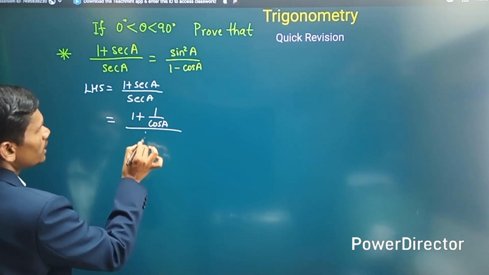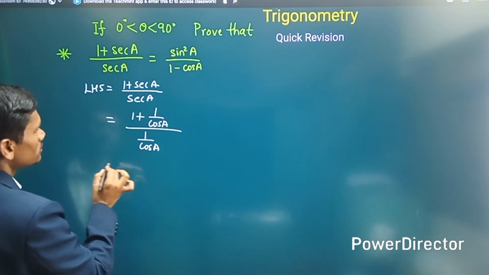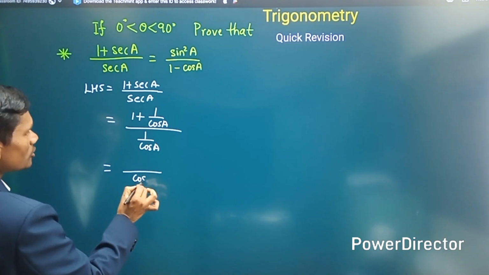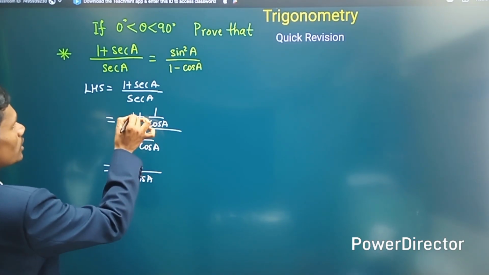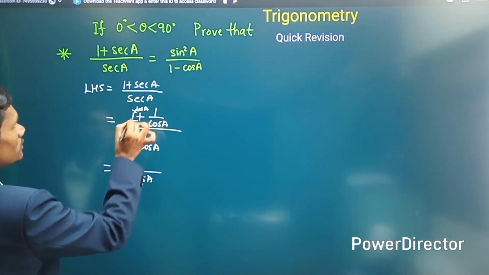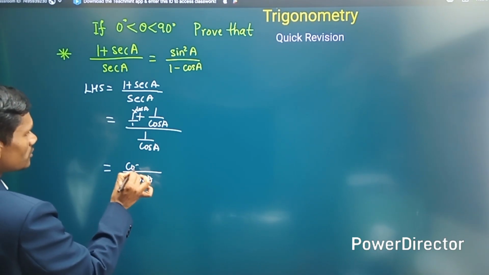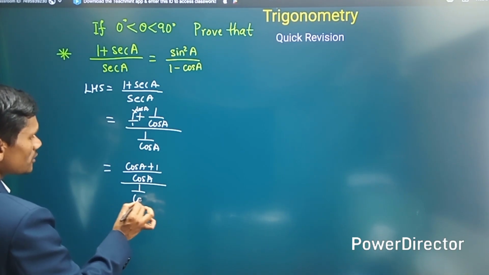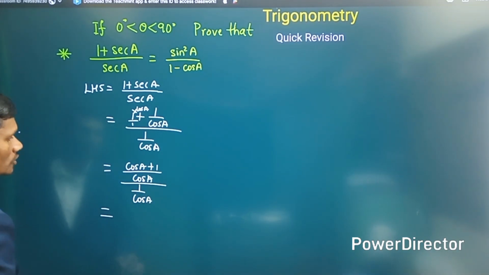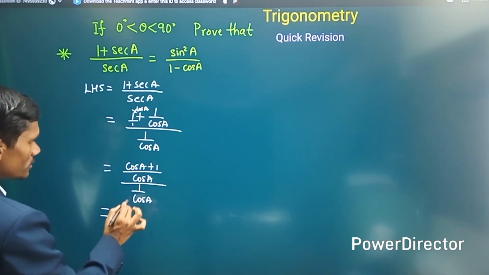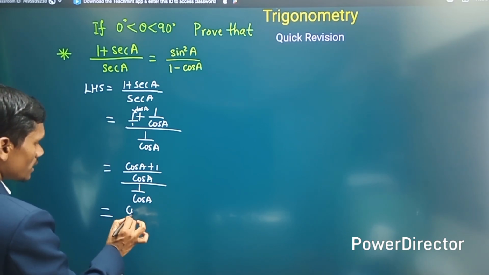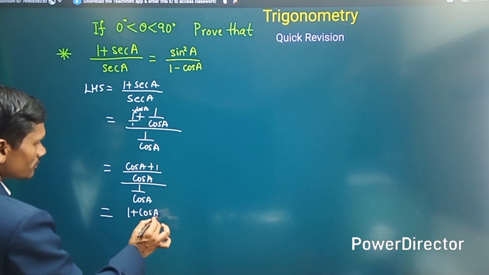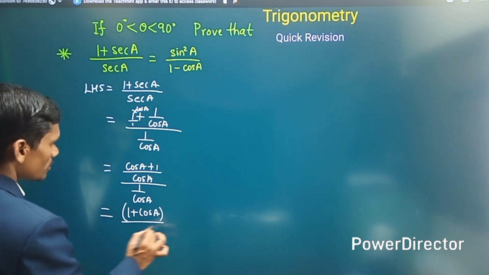Next this sec a, how do you write this, 1 by cos a you can write. Next coming to here 1 plus cos a, this if you take LCM this becomes cos a, right? 1 into cos a, right? So this becomes cos a plus 1, cos a plus 1 divided by 1 upon cos a, right? So what do we get here, cos a plus 1 is there divided by cos a, you write this cos A plus 1 you can write like this, 1 plus cos A, both are same, right? Divided by cos A, right?